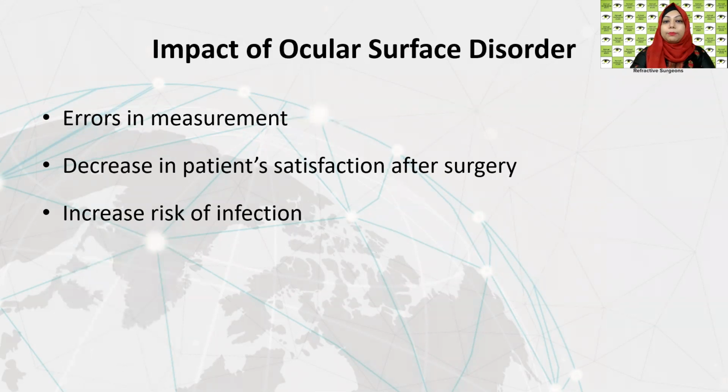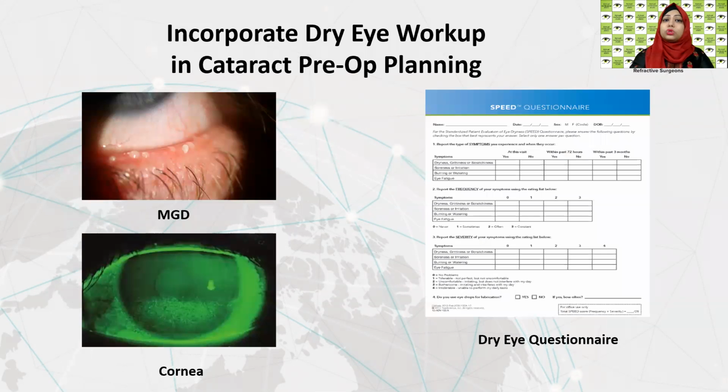So, for preparing our ocular surface, we need to know that the impact of ocular surface disorder will lead to error in measurement. Secondly, the patient won't be satisfied after surgery and might say that the surgery is the cause of the dry eye. And lastly, there is a risk of infection due to the ocular surface disorder. So what we do is we have to incorporate a dry eye workup in our cataract planning. This is very simple, will only take a few minutes more.